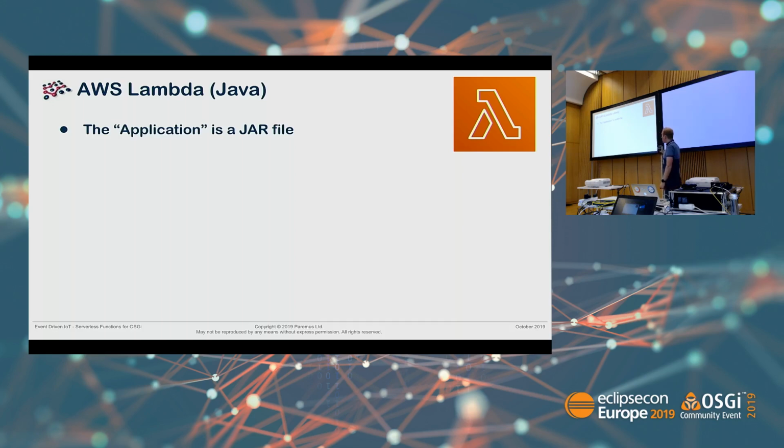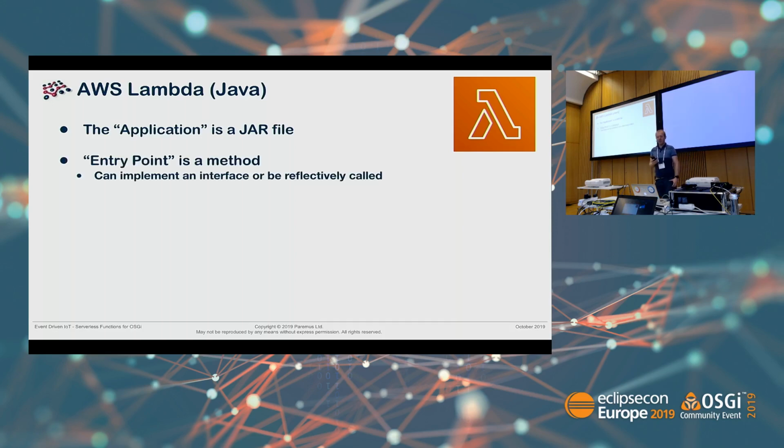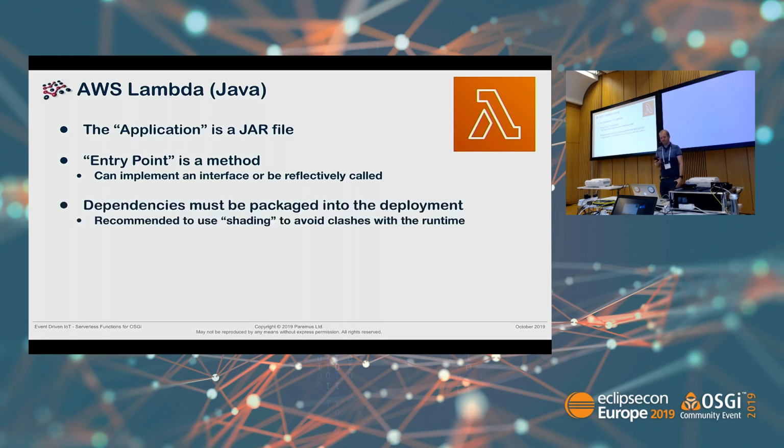And if you're using Java at least, your application is a jar file. Your entry point is a method in a class in that jar file. It can implement one of the AWS interfaces, but it actually doesn't have to. Your method just has to have a suitable signature, and you can point at it, and they'll use reflection to call it. And your dependencies get packaged into that one jar file that you deploy.